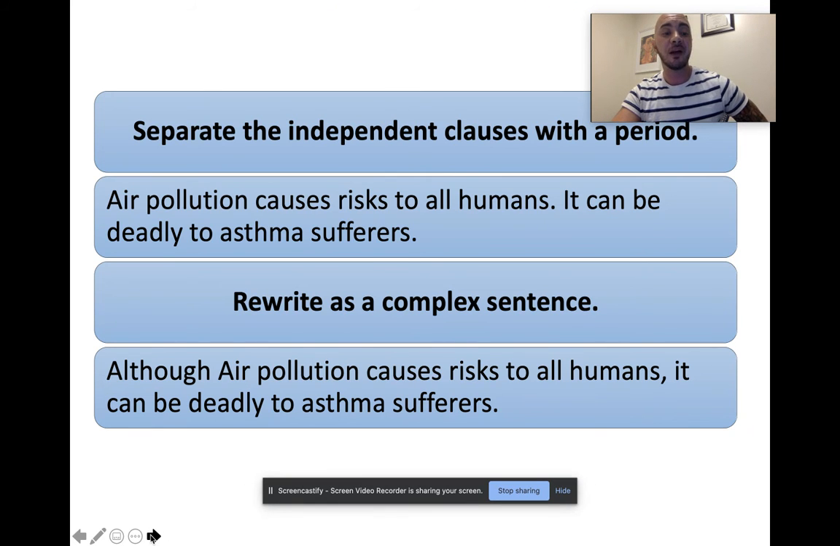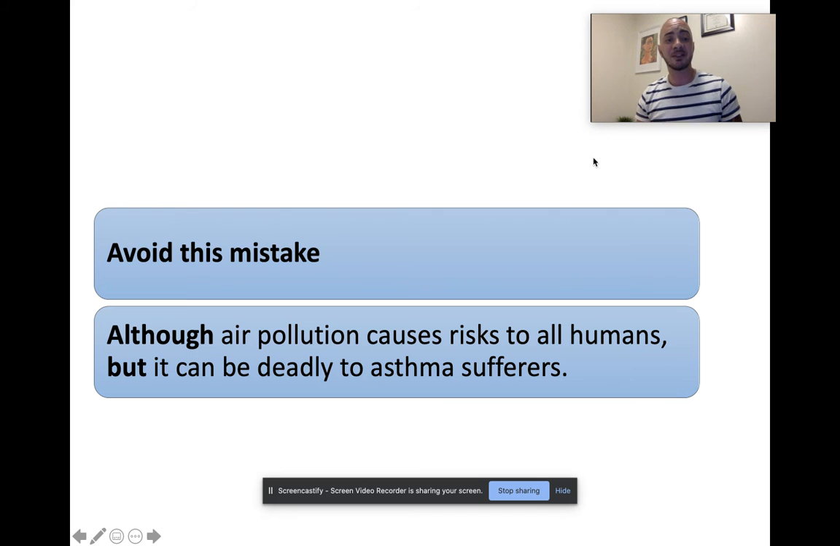We do want to be careful, however, to not make this mistake. Sometimes when we're trying to combine sentences, we get really worried and we put too many conjunctions in the sentence because we want to make sure we have not written a run-on. This would be an incorrect revision of this sentence: Although air pollution causes risks to all humans, but it can be deadly to asthma sufferers. The reason why that's incorrect is because we have two conjunctions. We have both a subordinating conjunction, although, and a coordinating conjunction, but. You only need one or the other. One or the other will correct that run-on sentence.